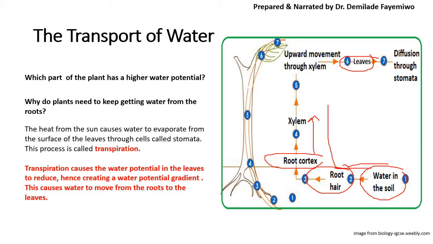Transpiration causes the water potential in the leaves to reduce, which means that more water has to move up from the xylem into the leaves, from the root cortex to the xylem, from the root hair to the root cortex, and from the water in the soil into the root hair. So what is being created here is what we call a water potential gradient. As water continues to evaporate through the stomata on the surface of the leaves, we have movement from the soil into the root hair, into the xylem, and again it leaves through the leaves as long as the stomata are open. So transpiration is a very, very important term to learn.